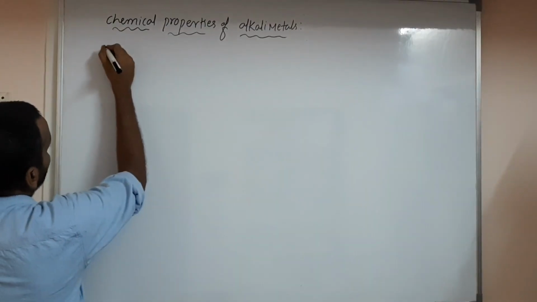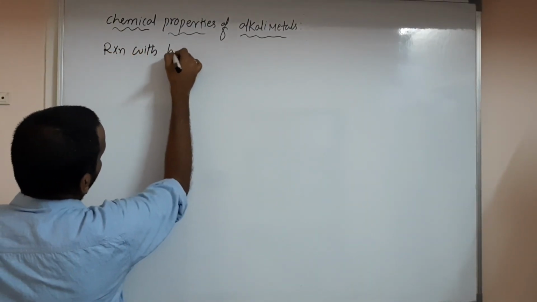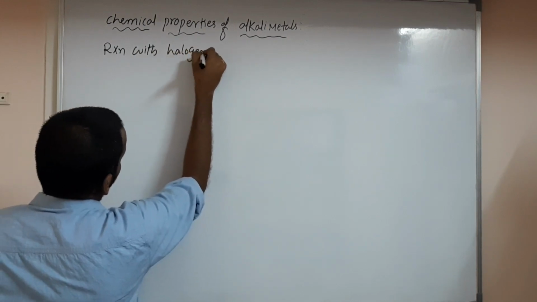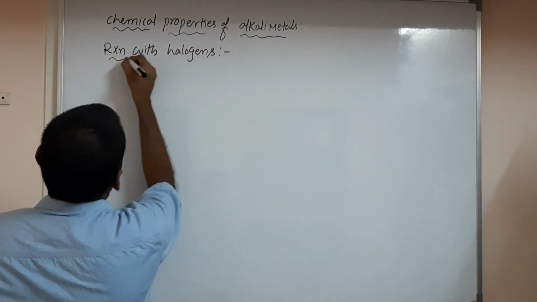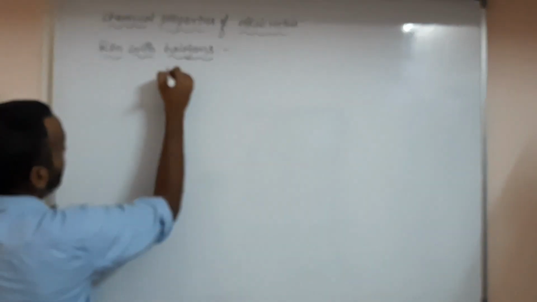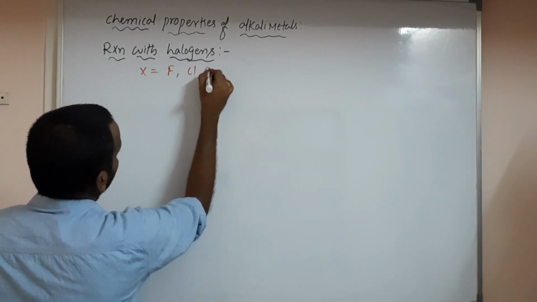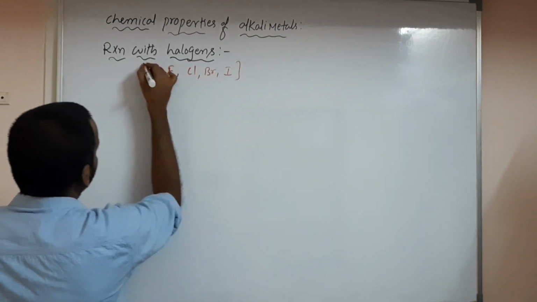Next is reaction with halogen. Reaction with what, sir? Halogen. Halogen means what? Fluorine, chlorine, bromine, iodine; X you can write. With this, let's see how the reactions happen.